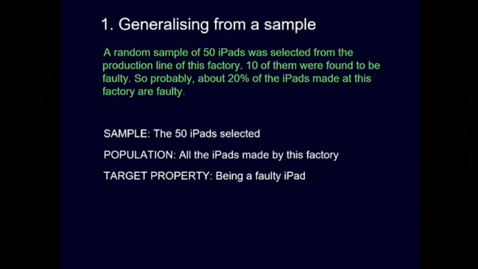The sample is the 50 iPads you looked at. The target property is whether they're faulty or not. The population is not all iPads, but all iPads at this factory. Right? That's what you're generalising about. That's what's mentioned in the conclusion. So probably 20% of the iPads made at this factory are faulty. So they're generalising to a population of iPads just at that factory.